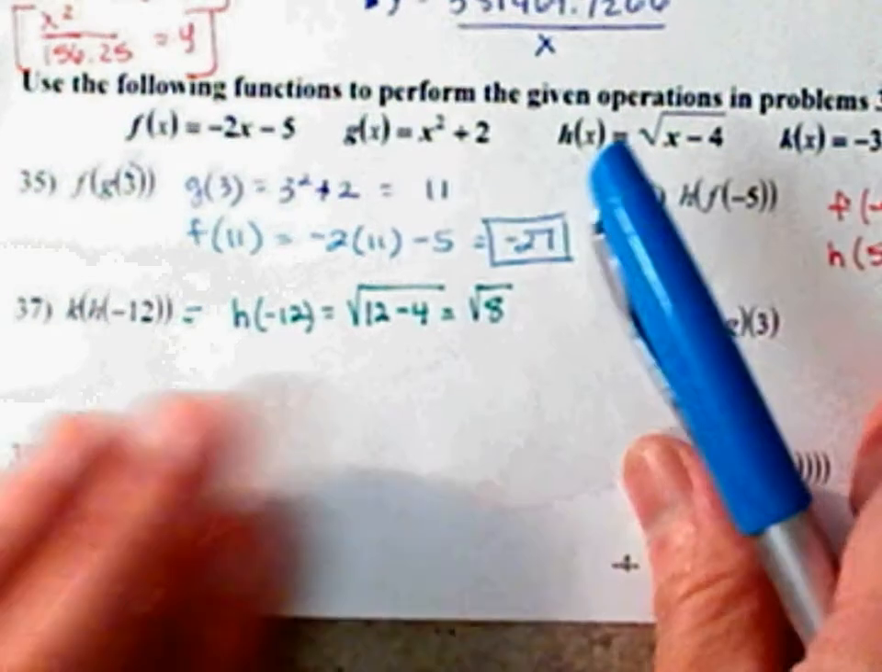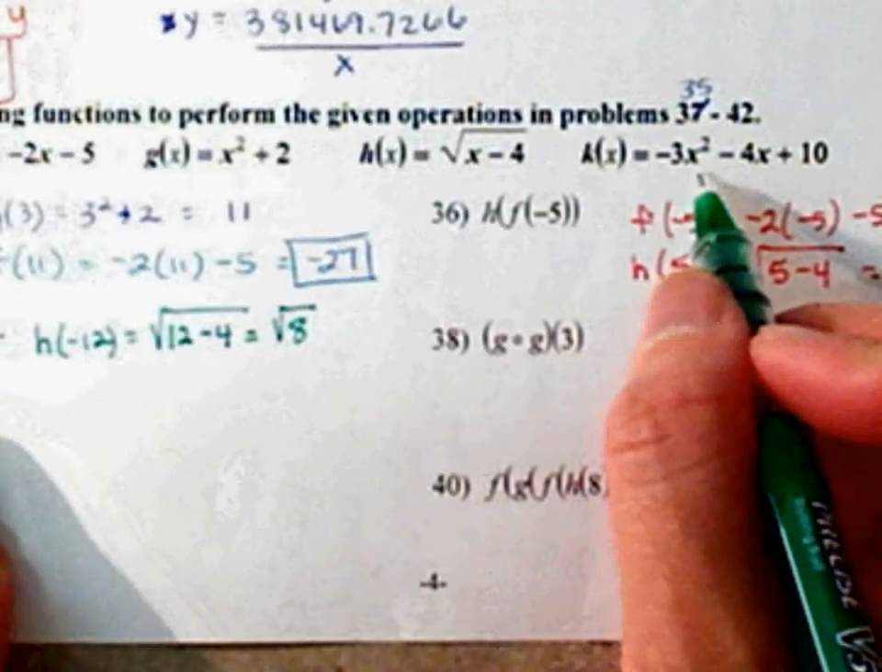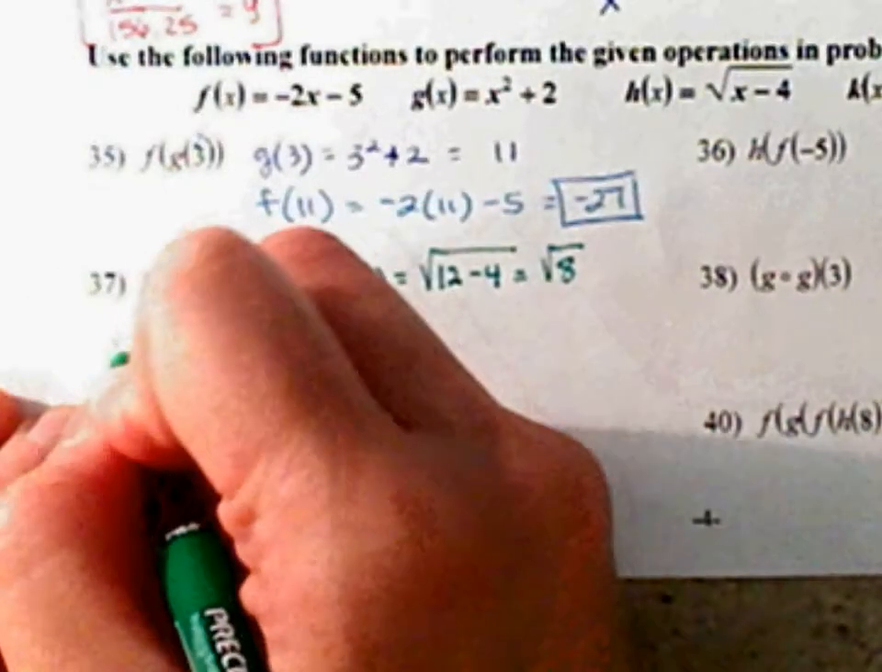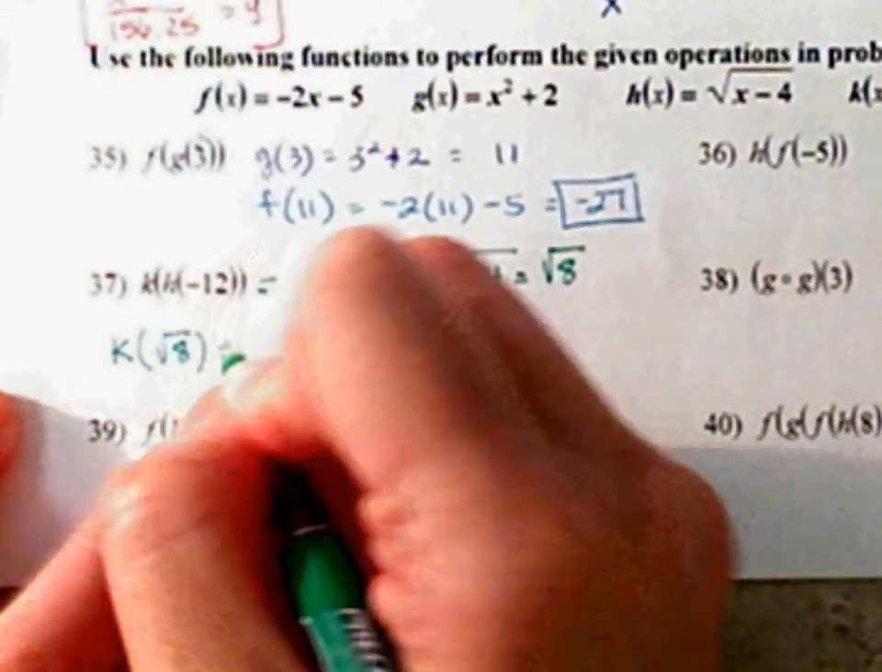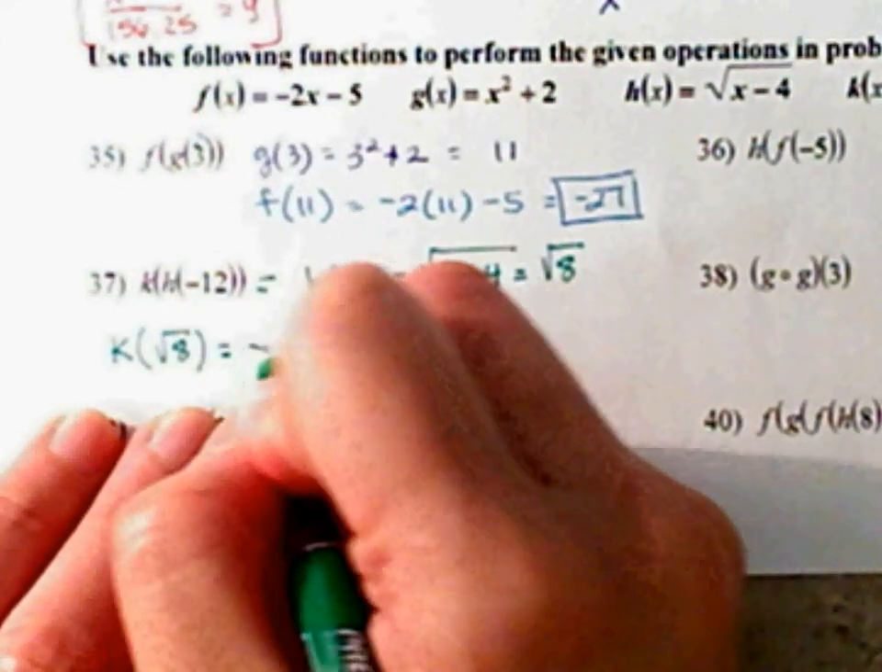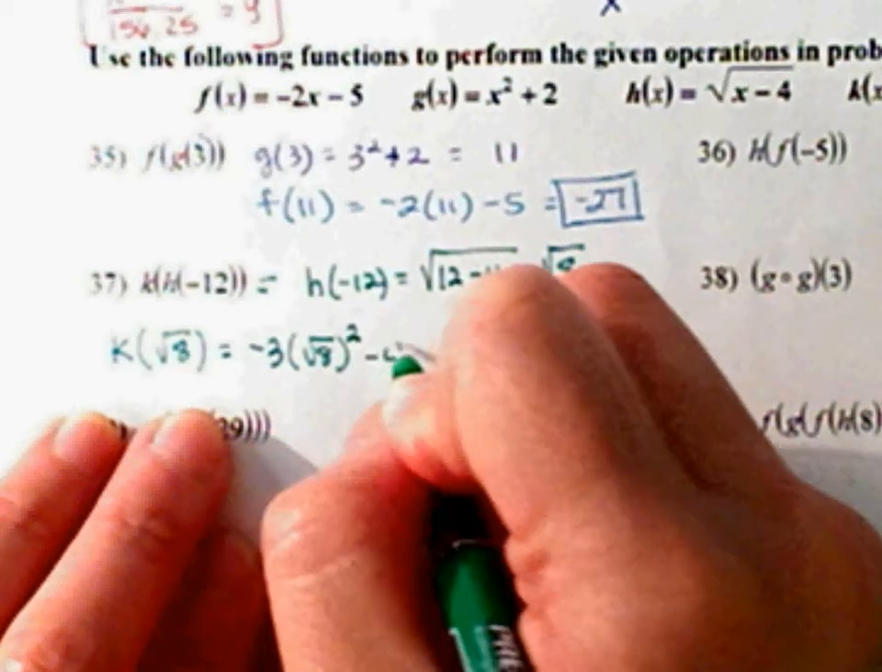All right, k. Here's your k right here. So this is the function we're going to use next. Your h of negative 12 is now square root of 8. So I'm going to move over to give myself a little room. Negative 3 times square root of 8 squared minus 4 times square root of 8 plus 10.